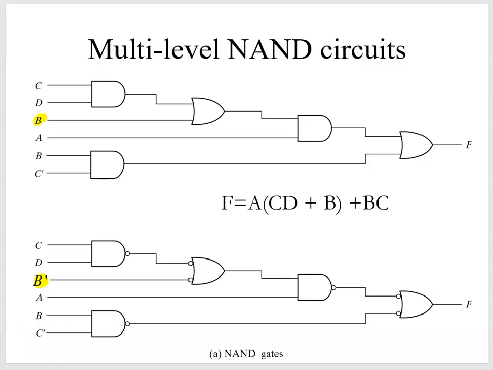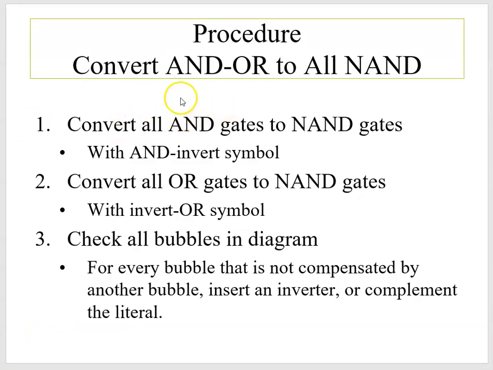So to itemize our procedure, then, to convert AND-OR to all NAND: all AND gates become NAND gates with an AND invert symbol, all OR gates become NAND gates with an invert OR symbol. And then we want to check all bubbles in the diagram. For every bubble that you have inserted, if it's not compensated by another bubble, then you have to insert an inverter. Or, sometimes we just show a complemented literal, which is essentially putting in an inverter. Sometimes what you're doing is removing an inverter for the second bubble.